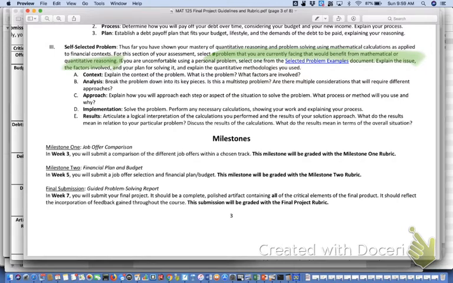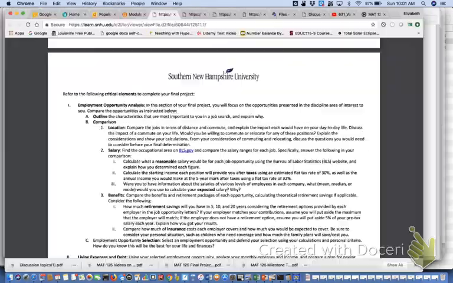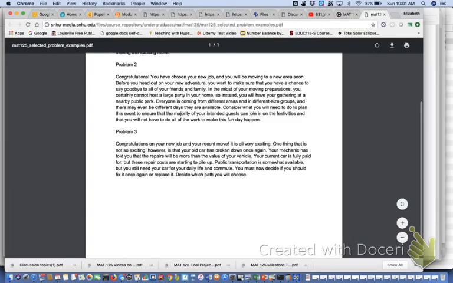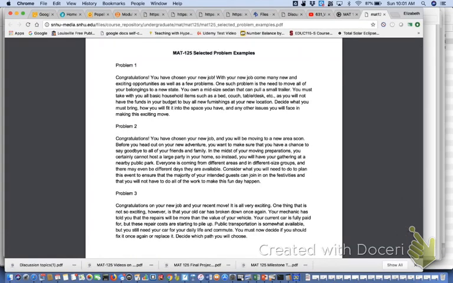The easiest thing to do is where it says, if you're uncomfortable using a personal problem, select one from the selected problems. If you just want the easiest route, click on this list of problems. There are 3 different problems already submitted in here, and you can just use those for your self-selected problem. They were designed by the people that wrote the course specifically because they address elements of the rubric well. But of course, you can most definitely do your own problem. It is up to you.